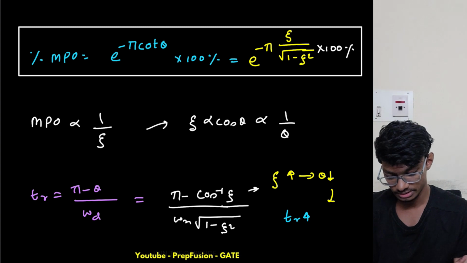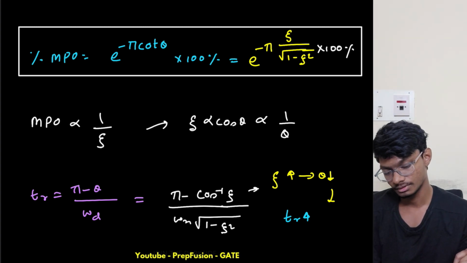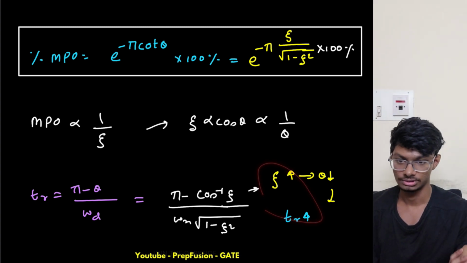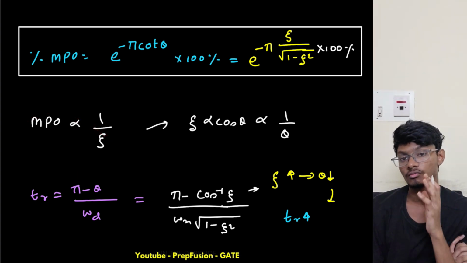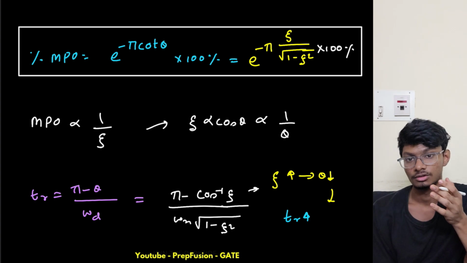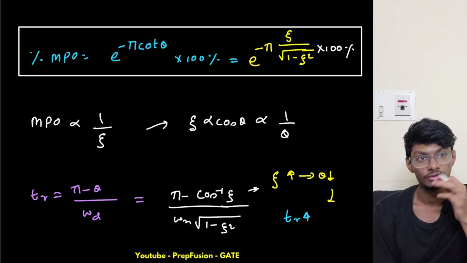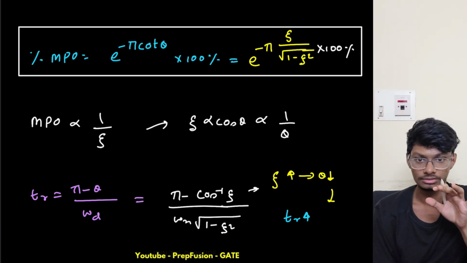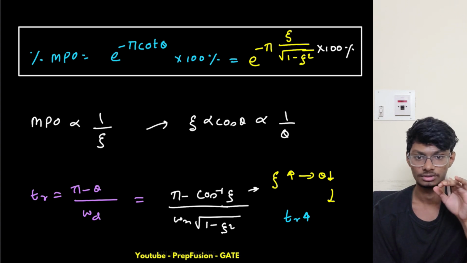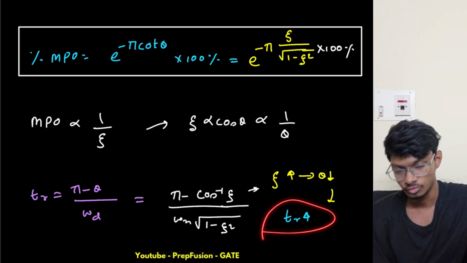So what I am saying is, TR and zeta are directly proportional to each other, and MPO was inversely proportional to zeta. Now what do I want from a system? What do you want from a system? If you turn on your fan, what do you want? You want it to start immediately to the speed that is desired by you, right? You don't want it to take too much time. So what does that mean? You don't want too much rise time, right?